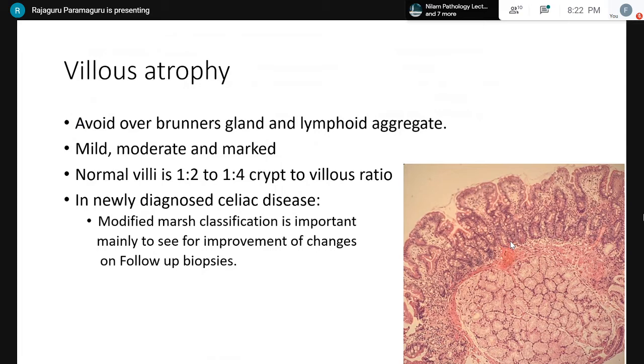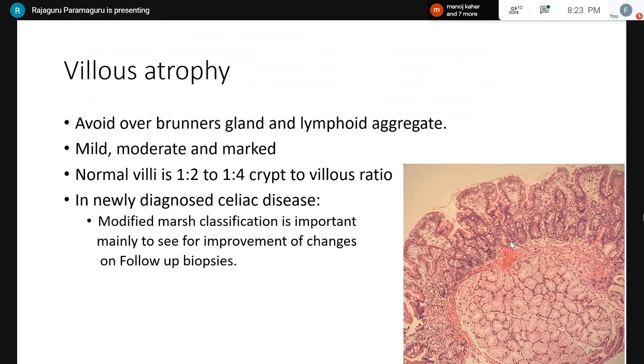In the Indian and the Southeast Asian population, the villus to crypt ratio is approximately 1:2 to 1:3. In the Western world, it is 1:3 to 1:4. So the villi are longer in the Western world and of moderate height in India and Southeast Asia.